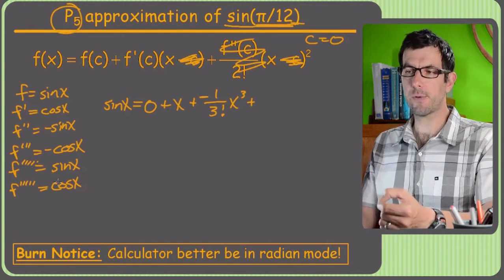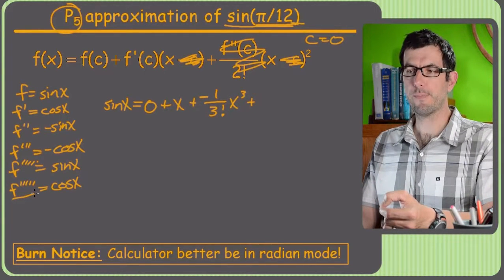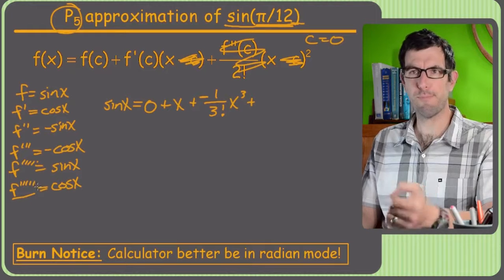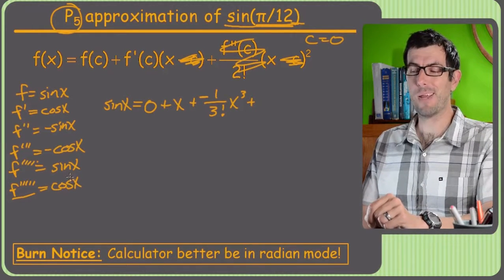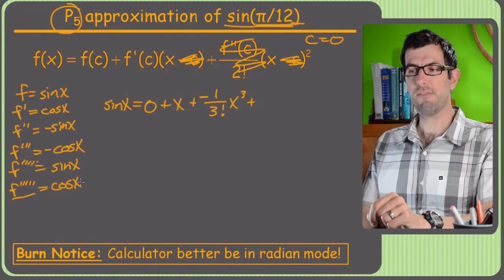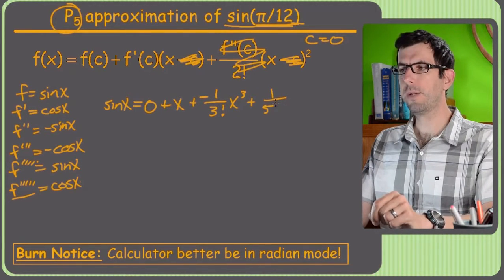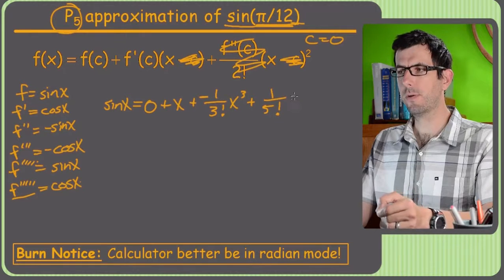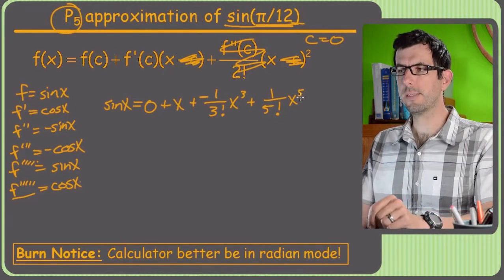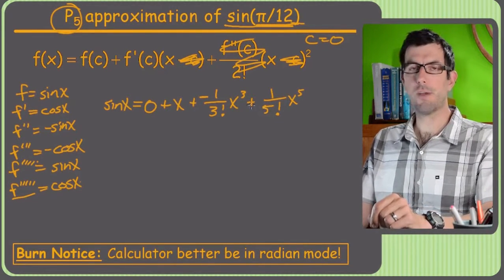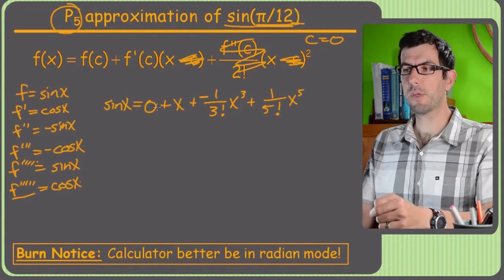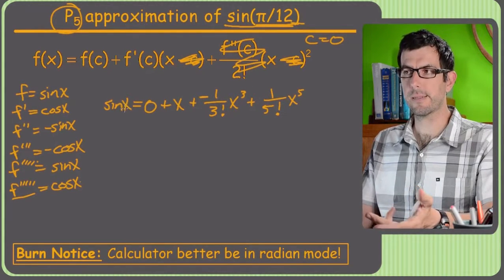So now I've got my fifth degree term, which is the fifth derivative. Cosine of 0 is 1, so I've got 1. My denominator, since we're on the fifth term, is 5 factorial, and x to the fifth also has a 5 in it. All right, so this is our fifth degree approximation, our fifth degree Maclaurin series for sine x.